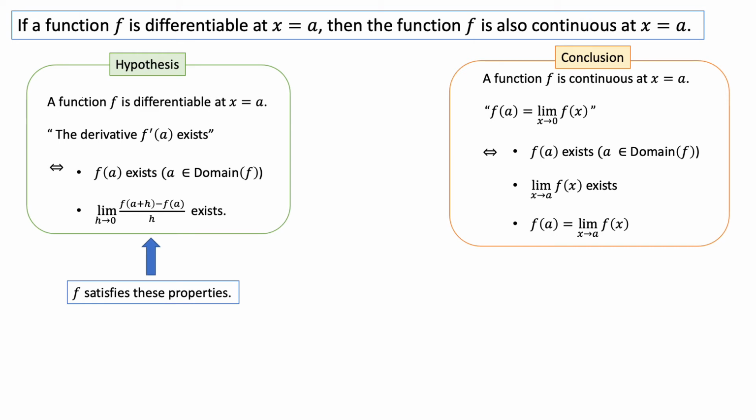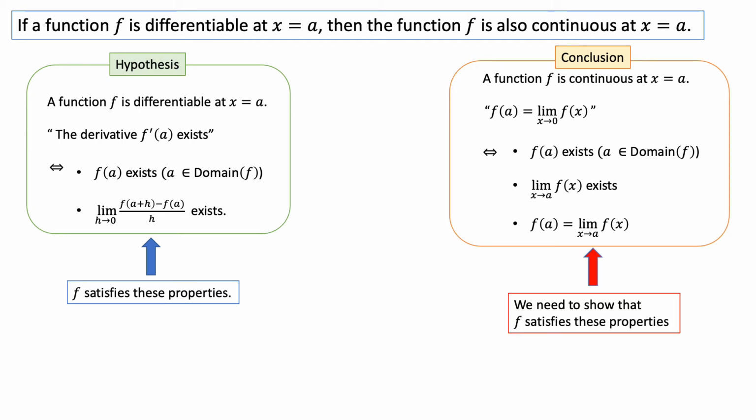Okay, so one more time. The hypothesis is what we already know. So we know f already satisfies these properties. Now we need to show that f satisfies these three other properties. As we see, the first property of the conclusion is already satisfied, checked.